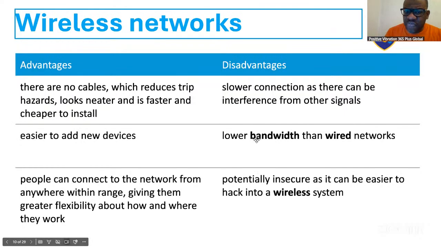As I mentioned before, it has lower bandwidth than wired network. We're going to look at that in a second. And of course, it is potentially insecure as it can be easier to hack into a wireless system. All right. So you have to be careful when you're using Wi-Fi at home because a skillful hacker can actually hack your network at home much more easily. All right, cool. Just need to put that out there.